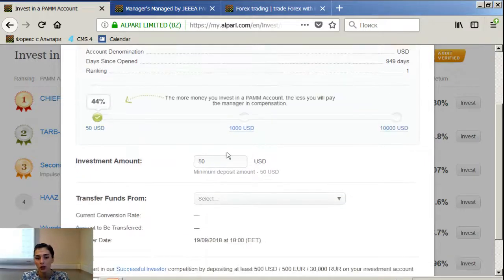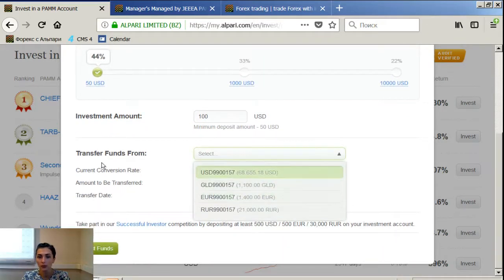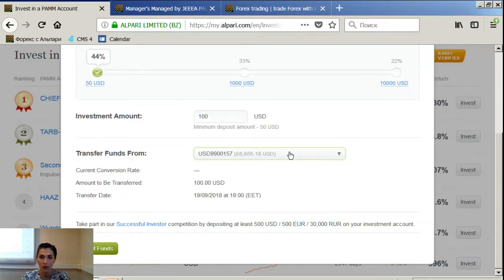Here you can choose the amount of funds that is comfortable for you, but not less than $50. This is the minimum deposit amount for opening the investment account in the PAMM. For example, let's say $100, 44%. This is our proposal, and here we can select the account where we have money. From this account, funds will be transferred to the investment account inside the PAMM. And we can see here the transfer date.